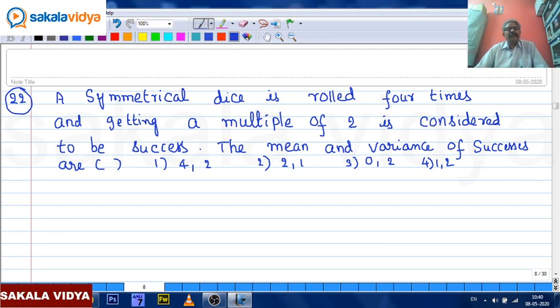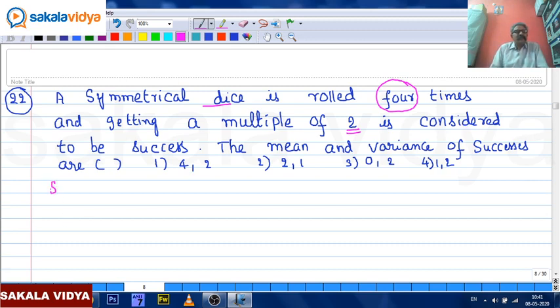First, note down the question, read the question and try to understand the problem, then start the simplification and go for the solution. Generally here myself also I do just like a student. A symmetrical dice is rolled for 4 times, that means n is equal to 4. Here getting a multiple of 2 is a success when a die is rolled.